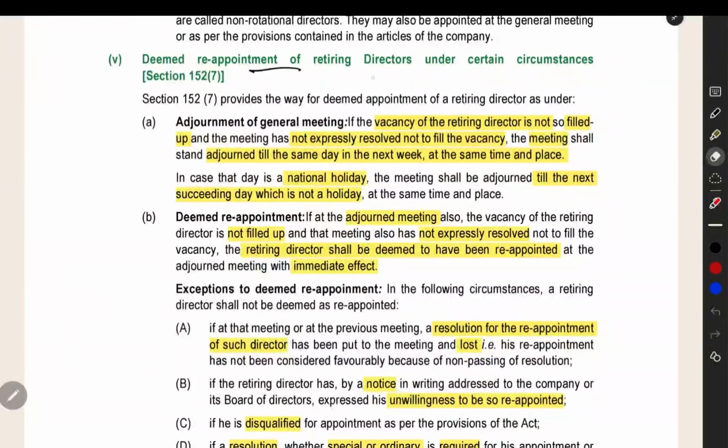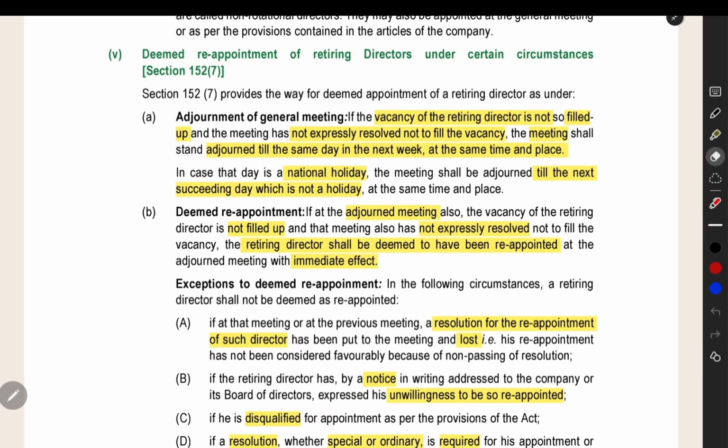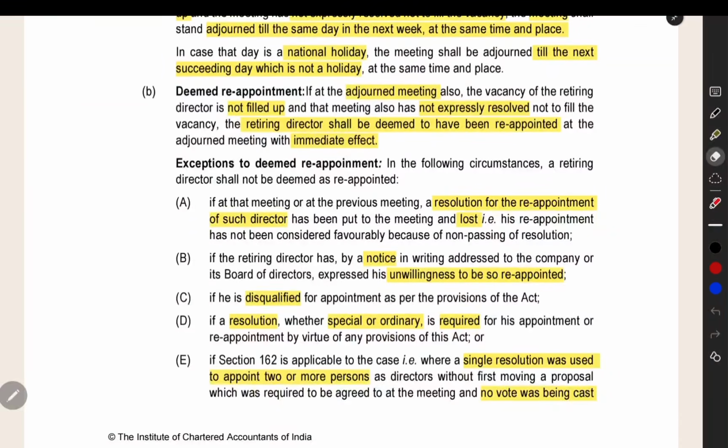Next thing is deemed reappointment of retiring directors in some cases. Now, if for the vacancy of the retiring director we are not making any resolution that we are appointing the retiring director himself, or expressly resolving that we will not fill the vacancy, and then the meeting is completed, what will happen? We did not make any resolution regarding the retiring director and his position. So the meeting will be adjourned. It will be adjourned to the same day next week, at the same time and same place. If it is a national holiday, the next day which is not a national holiday will be the date for the adjourned meeting. If in that adjourned meeting also we do not fill the vacancy, then the retiring director will be considered to be reappointed with immediate effect.